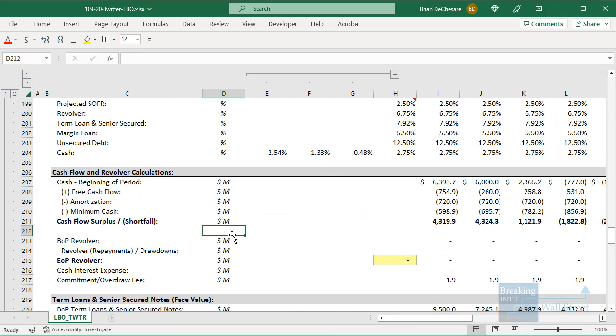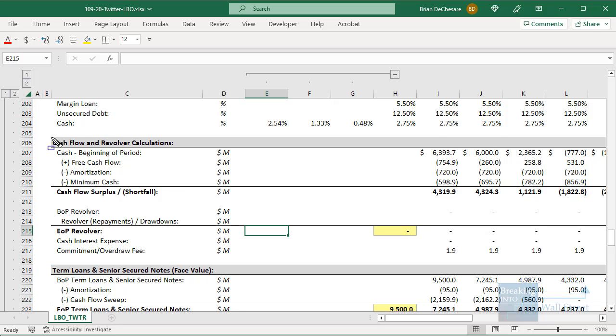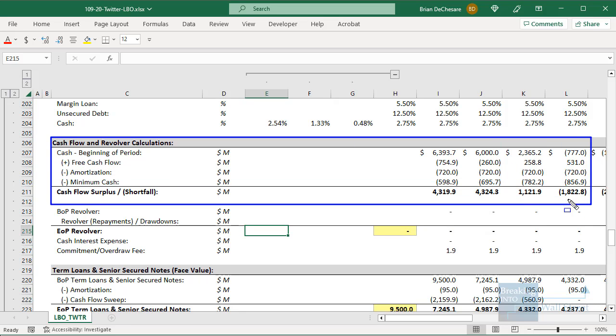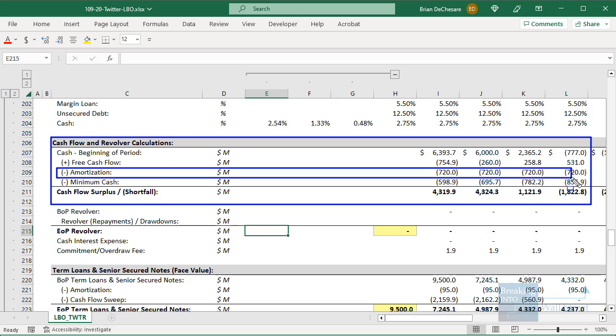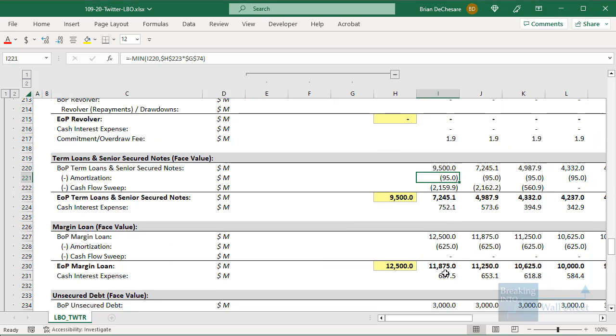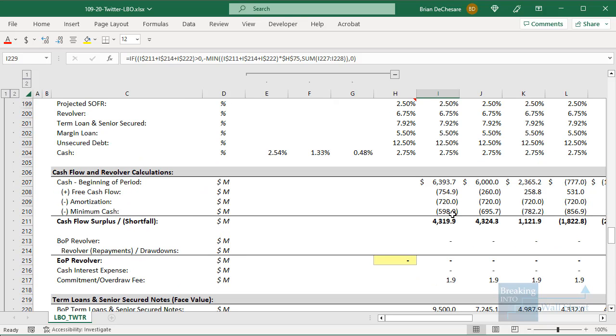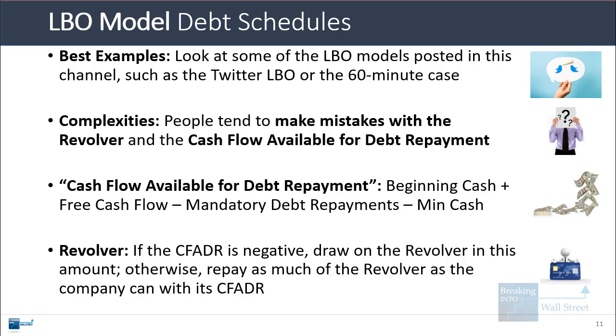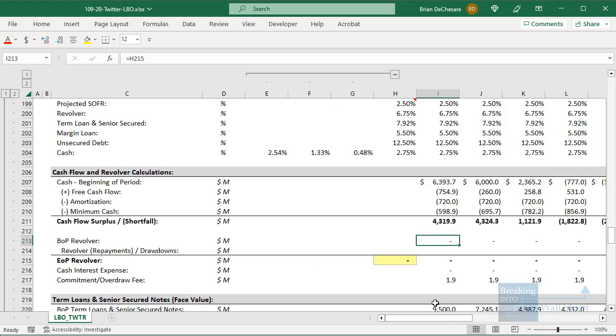And although this looks very different, it's basically the same idea, or a very similar idea, to the one in the 3-statement model. The only difference is that now we have this amortization, these mandatory debt repayments for the term loans and the other types of debt that we didn't have before. But other than that, it's pretty similar. With the revolver, if this cash flow available for debt repayment is negative, we draw on the revolver in this amount. Otherwise, we repay as much of the revolver as possible with the cash flow available for debt repayment.